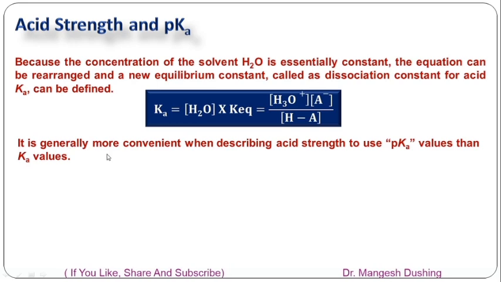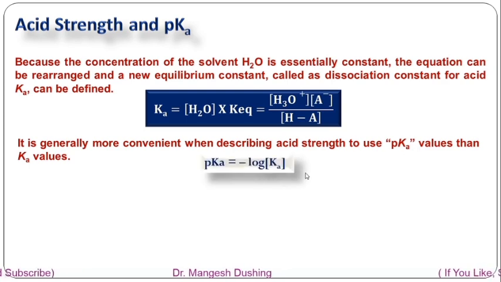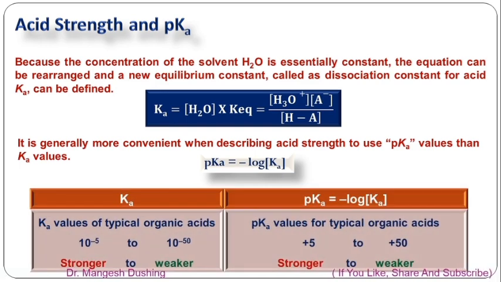It is generally more convenient when describing acid strength to use pKa values than Ka values, because these dissociation values come around 10 raised to minus 5 to 10 raised to minus 50. That is not convenient. So, for writing in a convenient manner, we can use the pKa value. The formula for pKa is equal to minus log of the dissociation constant. So, these values come around 5 to 50, integer numbers. So, Ka and pKa we will compare.